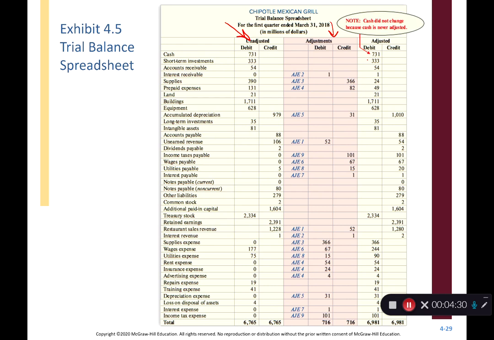You'll notice that the cash account isn't changed, and the reason for that is that cash is never part of an adjusting entry. So that's something you want to remember, especially on a multiple choice exam or quiz. Any adjusting entry option that has cash in it is wrong. Cash is never part of an adjusting entry because, remember, with deferrals, cash comes before the adjusting entry. With accruals, cash comes after the adjusting entry, which means cash is never affected by the adjustment itself.